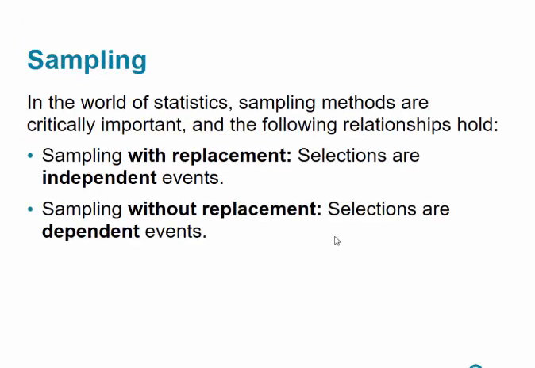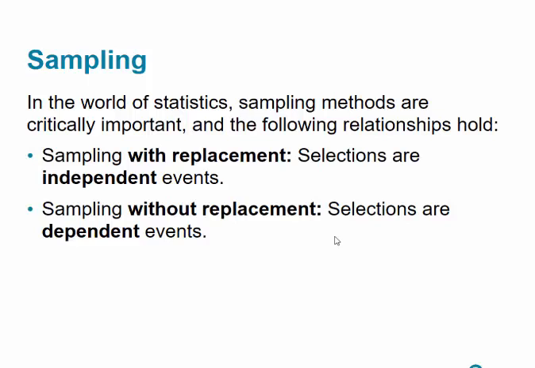So in the world of statistics, sampling methods are critically important and the following relationships hold. Sampling with replacement, the selections are independent. And the reason they're independent is because the sample space does not change. Sampling without replacement, they're dependent, and that's because the sample space has changed. In other words, if I'm sampling without replacement and I have a deck of cards and I choose the first card and I don't put it back, well, I no longer have 52 cards to choose from, I have 51 cards.